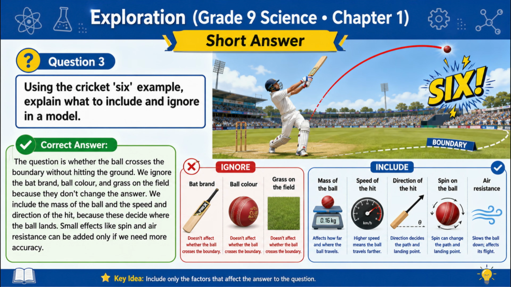3. Using the cricket 6 example, explain what to include and ignore in a model. The question is whether the ball crosses the boundary without hitting the ground. We ignore the bat brand, ball color, and grass on the field because they don't change the answer. We include the mass of the ball and the speed and direction of the hit because these decide where the ball lands. Small effects like spin and air resistance can be added only if we need more accuracy.